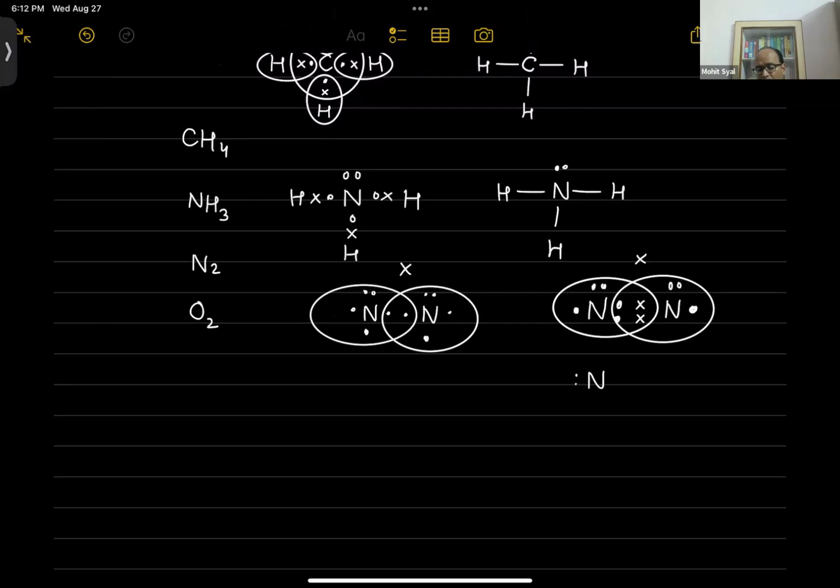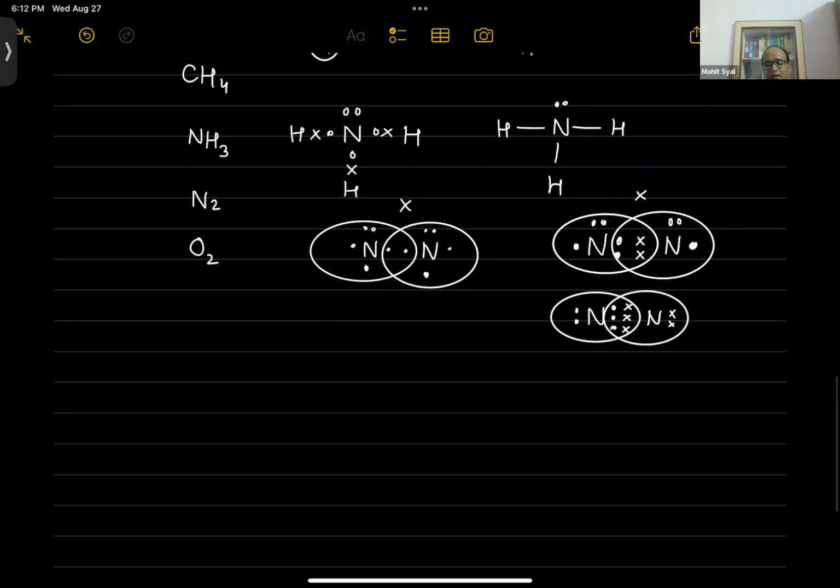This is correct. We will let all the 3 electrons participate in sharing with the other 3 electrons of the other nitrogen. 3 will become 6 and 2 are unshared, so 6 and 2 make 8, on each. Is it clear? So this is how nitrogen is going to form, but I am going to write it like this now.